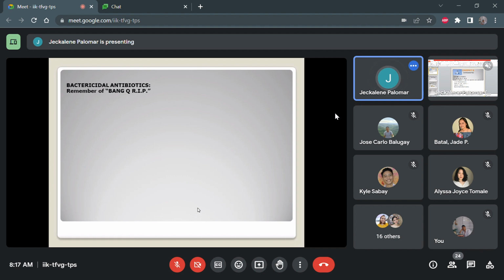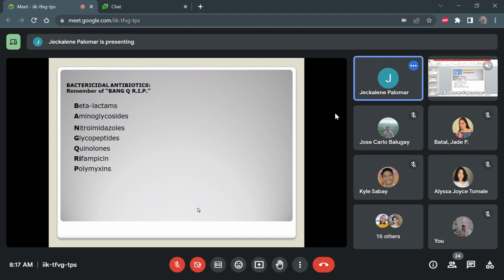So, for bactericidal antibiotics, remember the mnemonic BANG, Q, RIP. These are the examples of bactericidal antibiotics: the beta-lactams, aminoglycosides, nitroimidazoles, glycopeptides, quinolones, rifampicin, polymyxins. So, 1, 2, 3, 4, 5, 6, 7. Seven are the examples of bactericidal antibiotics.